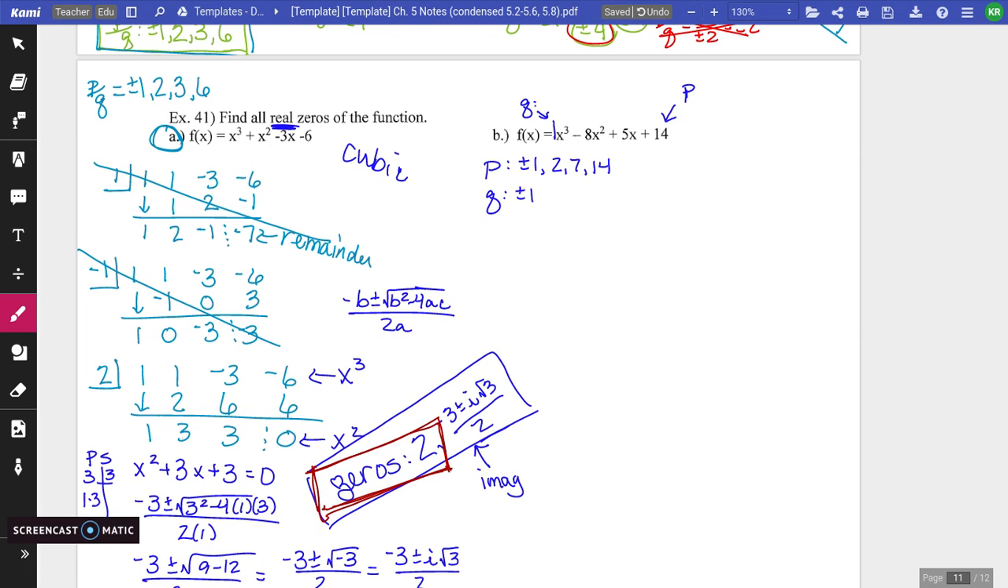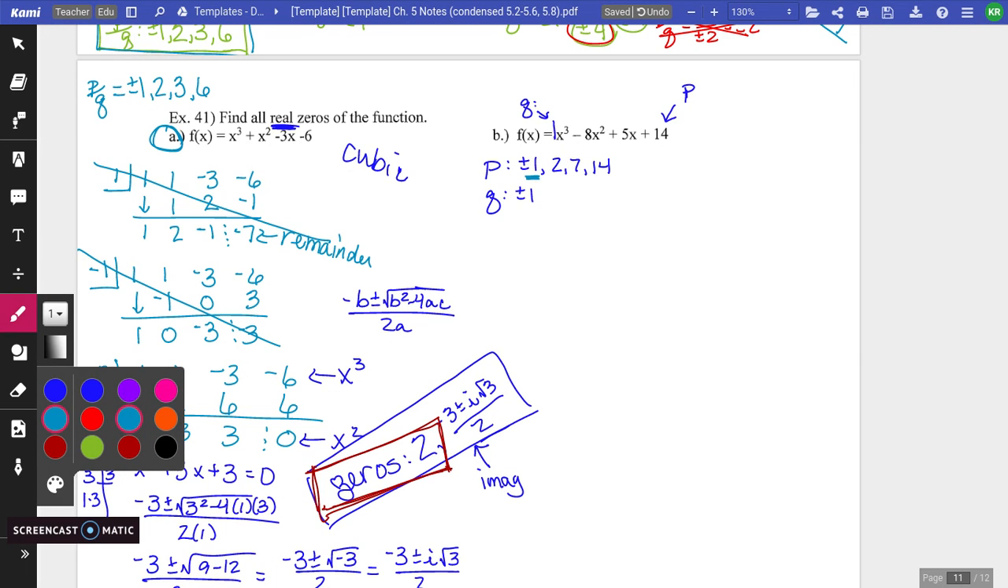Okay, so if I take my P's divided by my Q's, P divided by Q, well, 1 divided by 1 is just 1. And then 2 divided by 1, that's 2. 7 divided by 1 is 7. 14 divided by 1 is 14. Okay, so these are my possibilities. Those are the ones that I'm going to try.